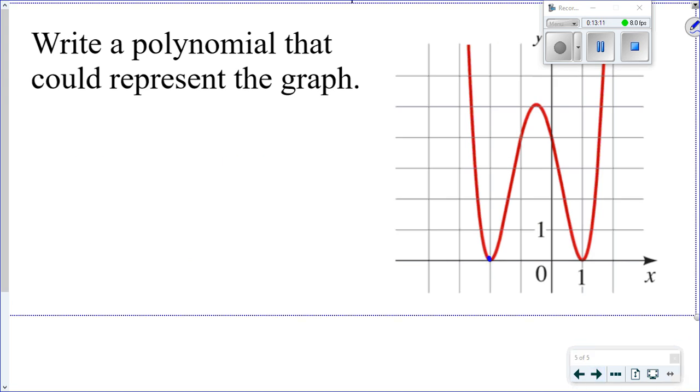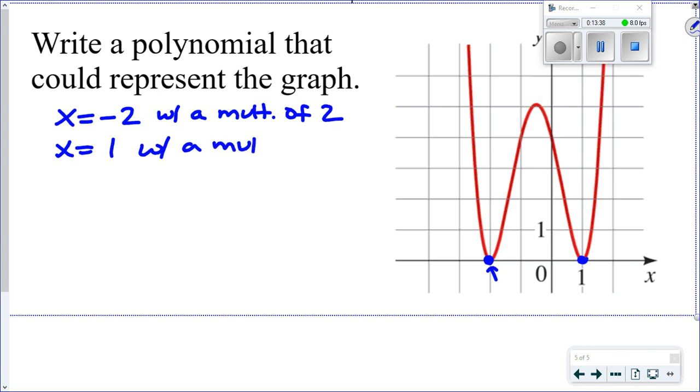So when we look at this graph, I can tell that the zeros are negative 2 with a multiplicity of 2. Now, how do I know that? I know that because the graph only touches at that zero. Okay? My other zero is 1, which also has a multiplicity of 2. It has even multiplicity. Okay? Again, I know that because the graph only touches at that zero. So, that means when I write my factors, if negative 2 is the zero, x plus 2 is the factor, but it would be squared. If 1 is the zero, x minus 1 is the factor, but it would also be squared.